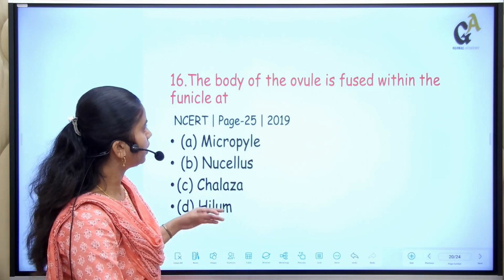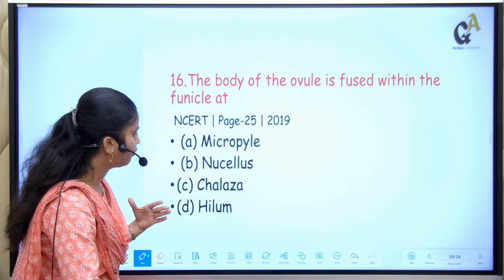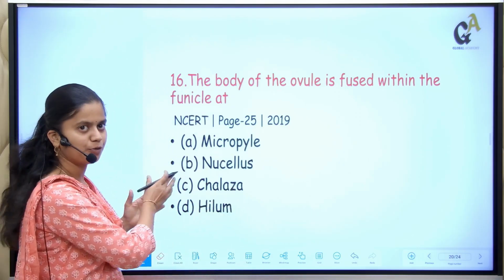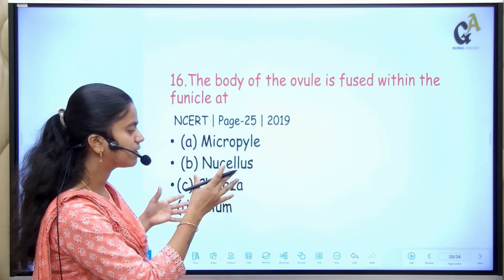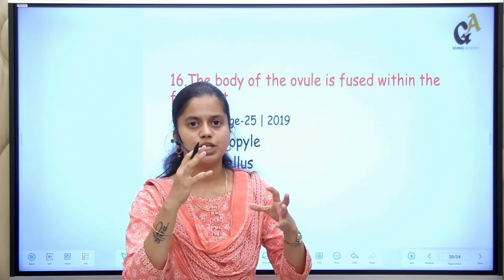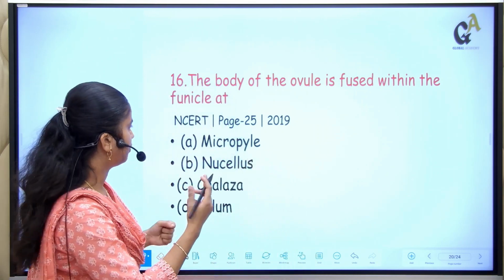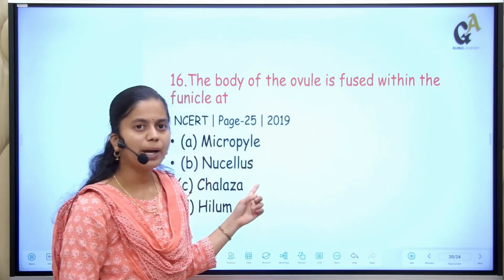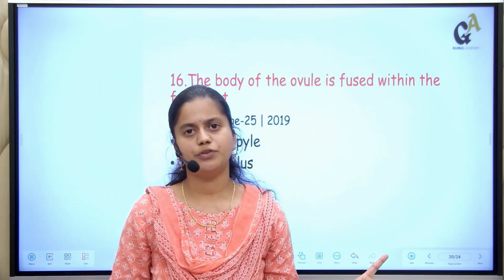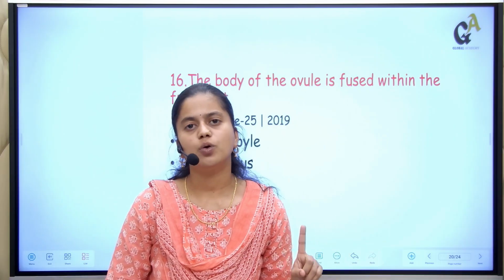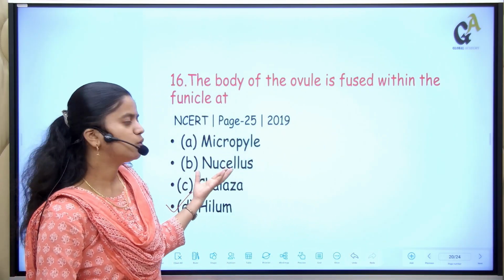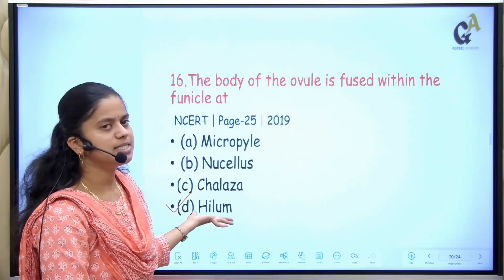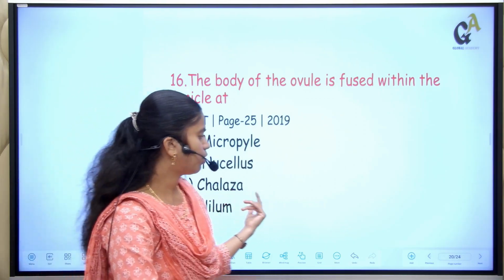The body of the ovule is fused with the funicle, as I have previously said. The hilum is the portion where the ovule is attached with the funicle region. So option D is correct. See, micropyle is the opening of the ovule. Nucellus is the inside tissue present in the ovule, whereas chalaza is the basal portion of the ovule.